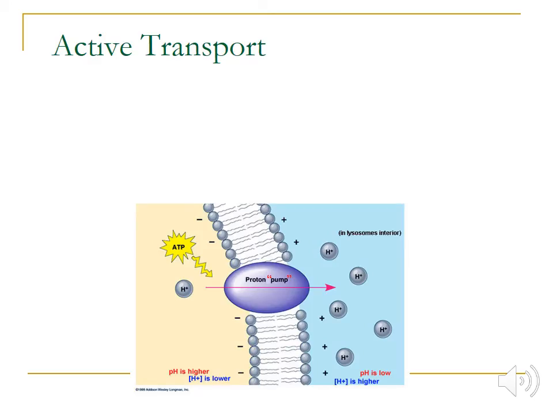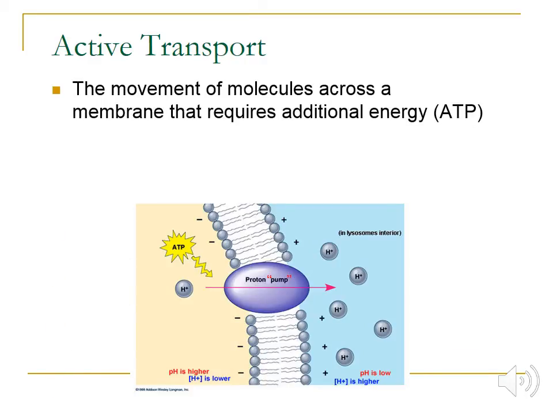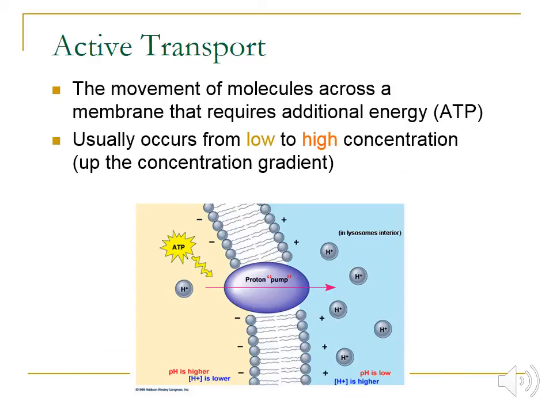Moving on to active transport. So active transport is the movement of molecules across a membrane that requires additional energy by the cell. In other words, the cell needs to use ATP in order to push molecules across the membrane, and this usually happens because the cell is pushing molecules from an area of low concentration to an area of high concentration. So now the cell is trying to push molecules up the concentration gradient.